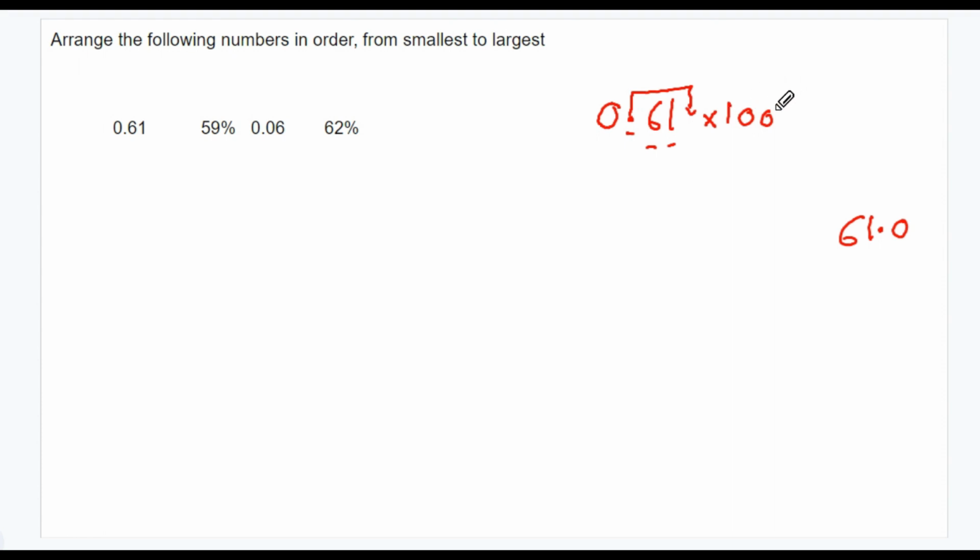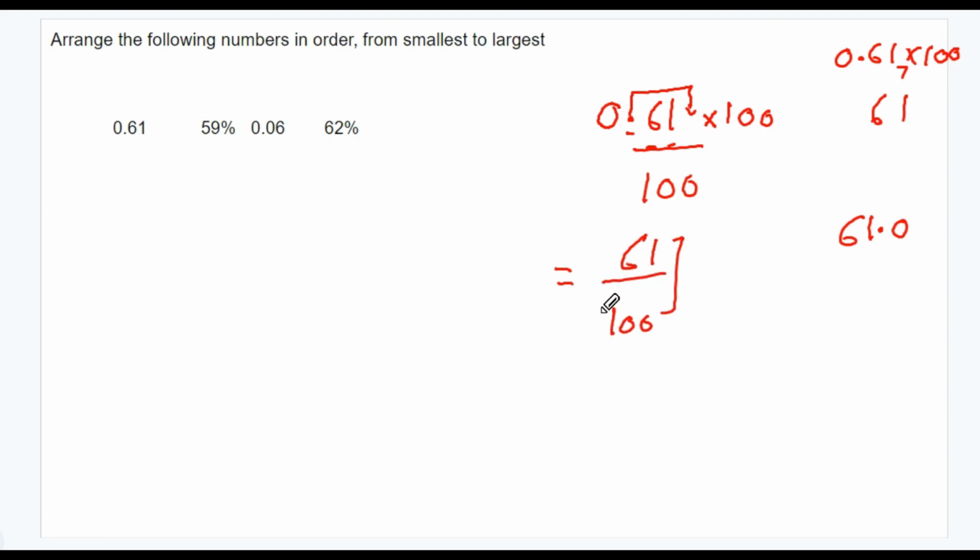Is it correct? Not at all. I have to do the same operation in the denominator. Very good. So now what I'm left with, I have 0.61 times 100. When I do 0.61 times 100, what will I be left with? 61 only. Why? Because this decimal has been moved 2 times forward, and then this 100 will be finished. It means I will be left with 61 over 100. So this is your answer. That means I have changed my decimal into a fraction. So it is 61 divided by 100, right?